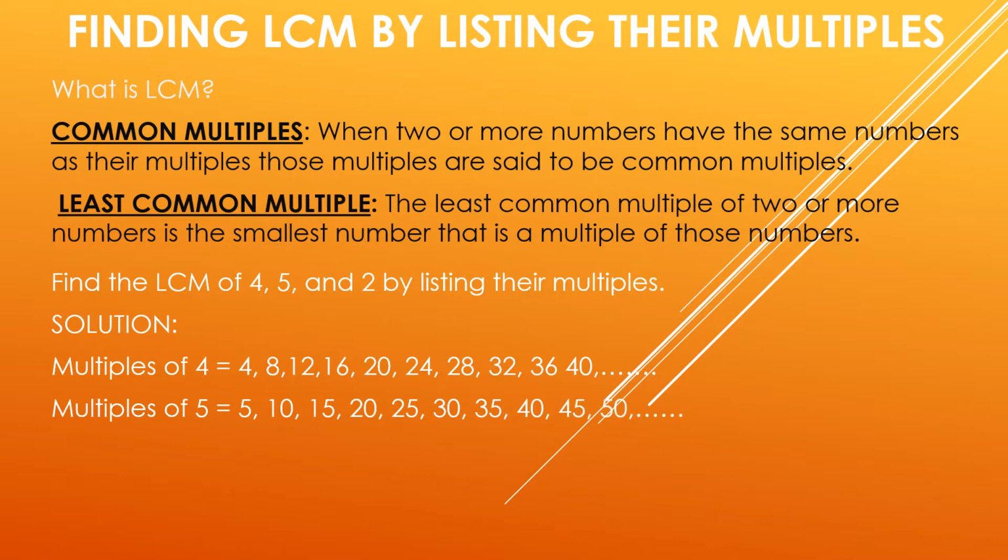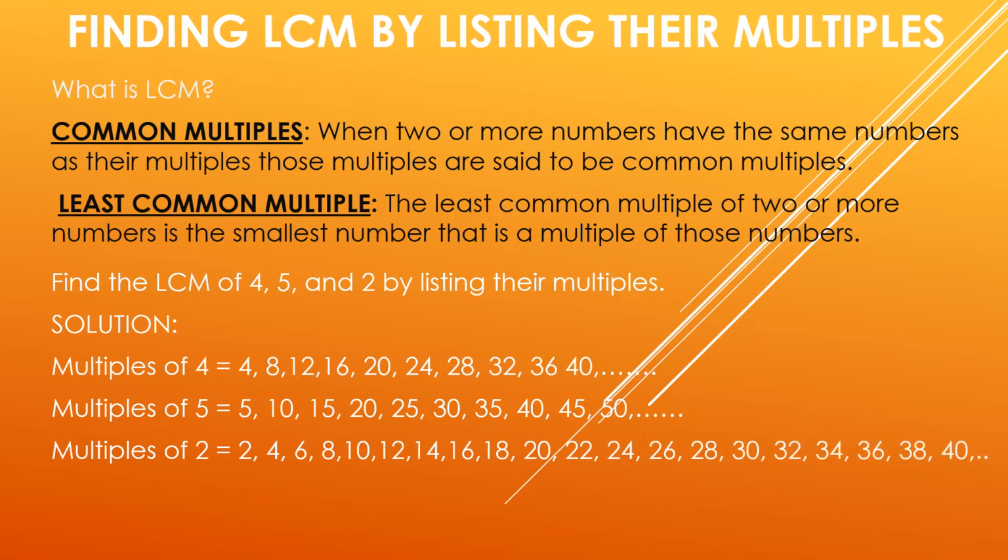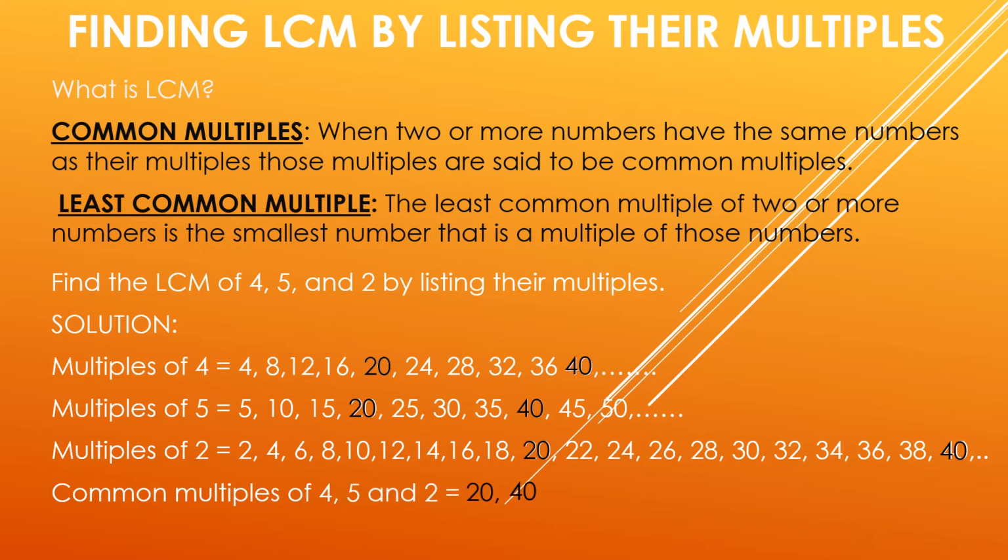Then we write the multiples of 2. So the multiples of 2 are 2, 4, 6, 8, 10, 12, 14, 16, 18, 20 and so on. Then we find the common multiples. So the common multiples of 4, 5 and 2 are 20 and 40. Then we find the least common multiple. So the LCM of 4, 5 and 2 is equal to 20.